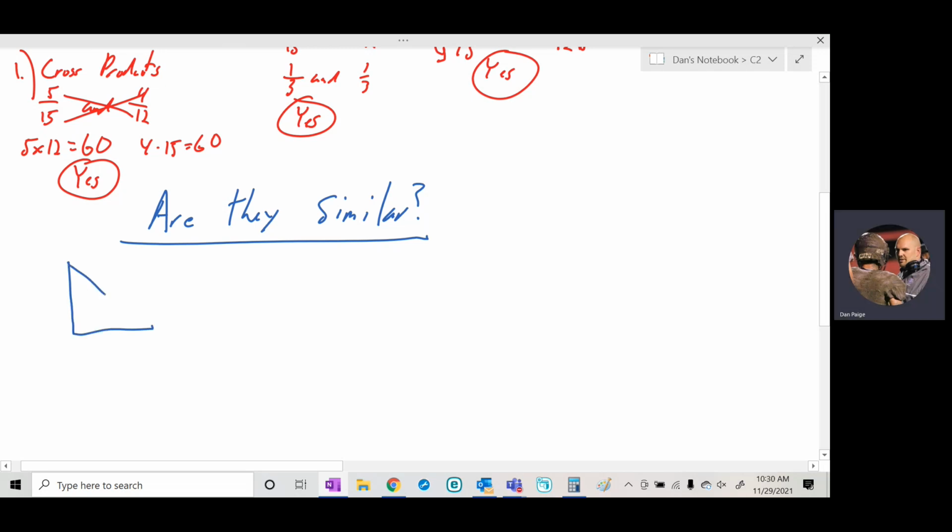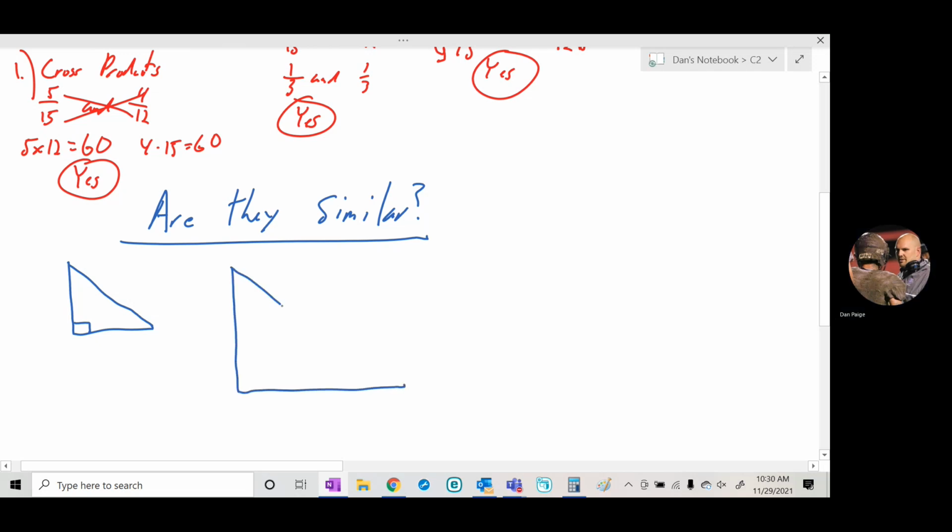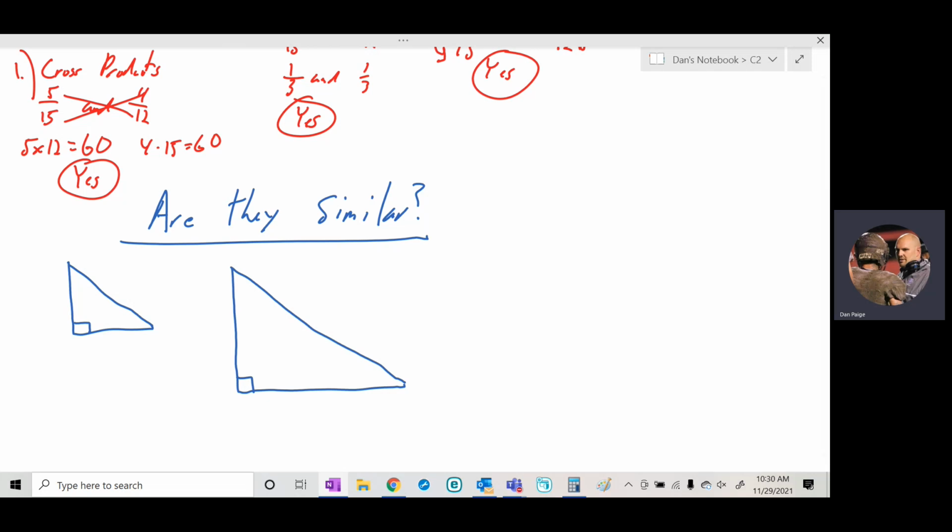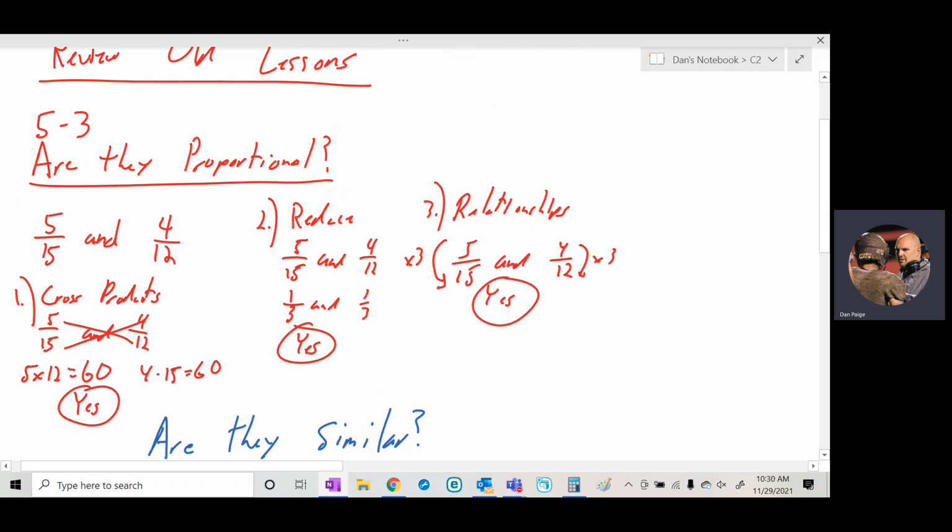We're going to draw 2 right triangles, and the right triangles are going to be different sizes. And we have to think, are they similar? If something is similar, it means that they're the same shape but a different size, like a miniature model of something. We're going to set up proportions. The only difference is that you have to set up the proportions in these ones.